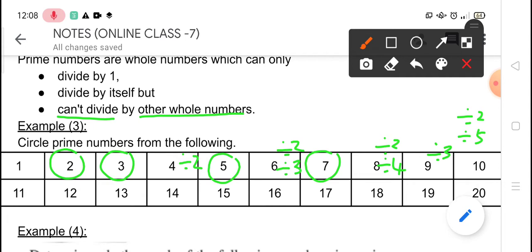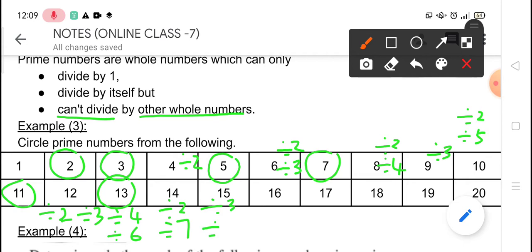Next, 11. Is 11 a prime number? Yes. How about 12? 12 can be divided by 2, by 3, by 4, and by 6. So many other numbers. So 12 is not a prime number. And the next prime number is 13. 14, no. 14 can be divided by 2 and by 7. 15 also no, as 15 can be divided by 3 and by 5. 16 also no. 16 can be divided by 2, by 4, and also by 8.